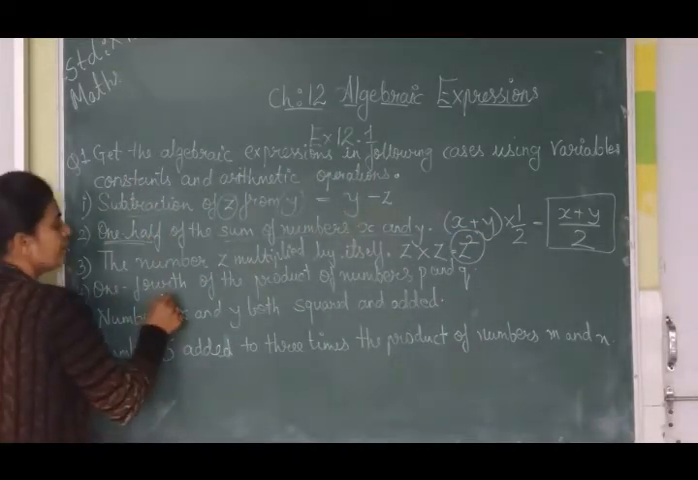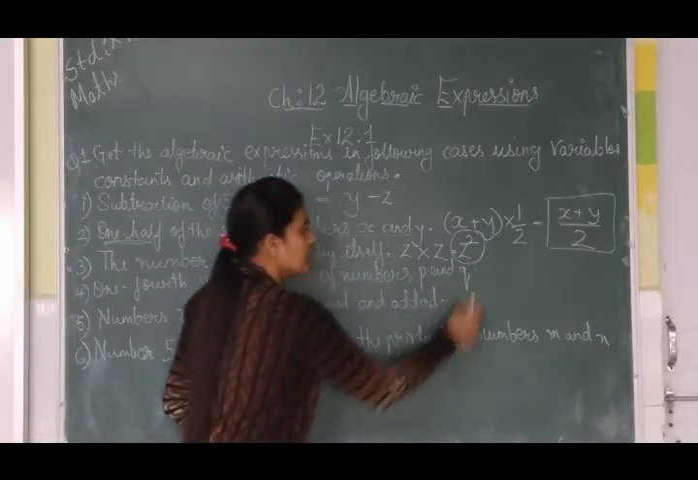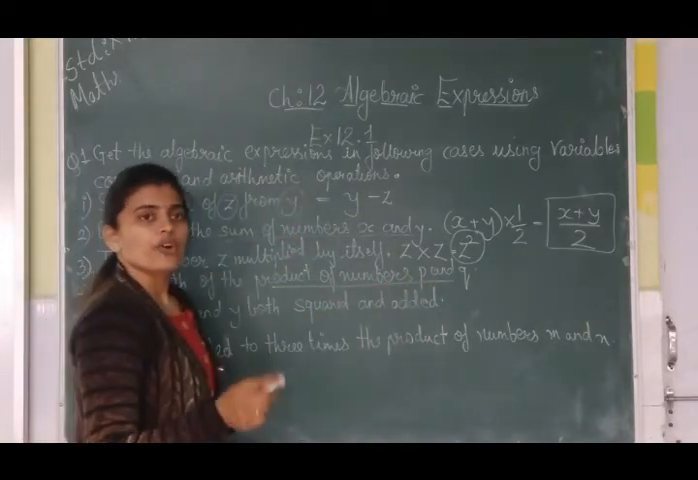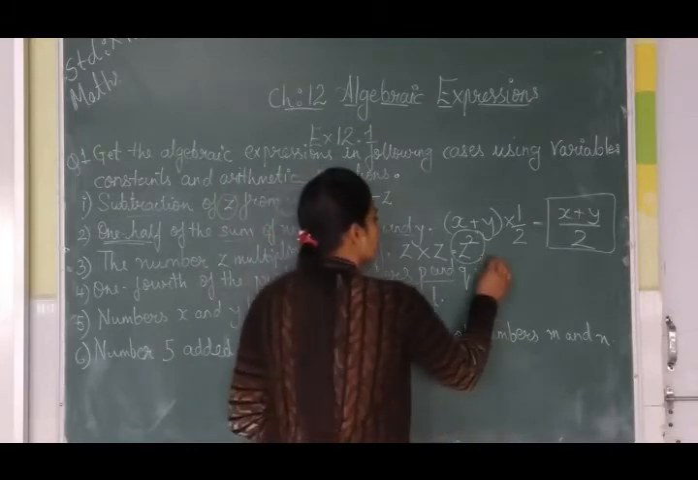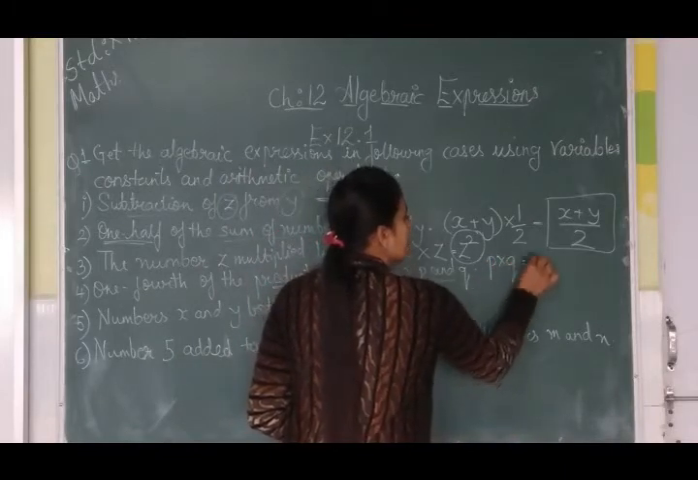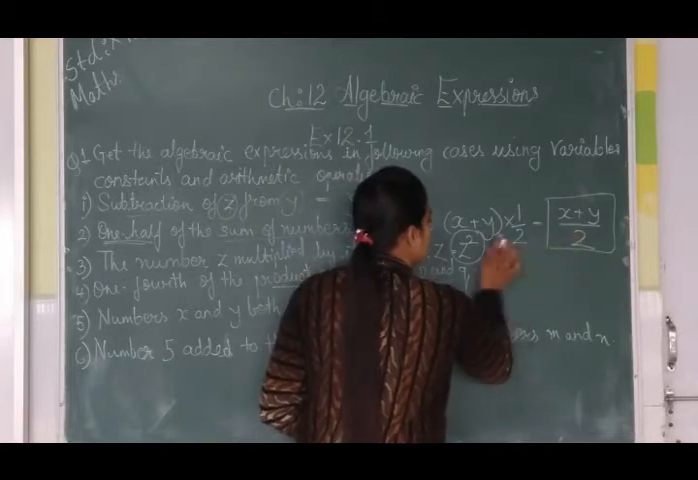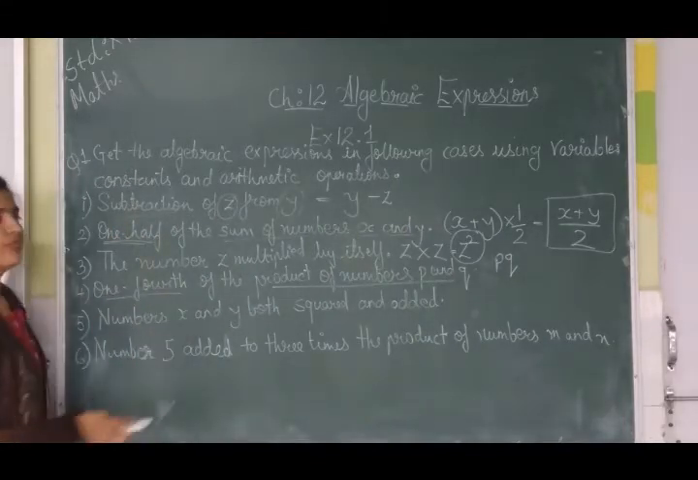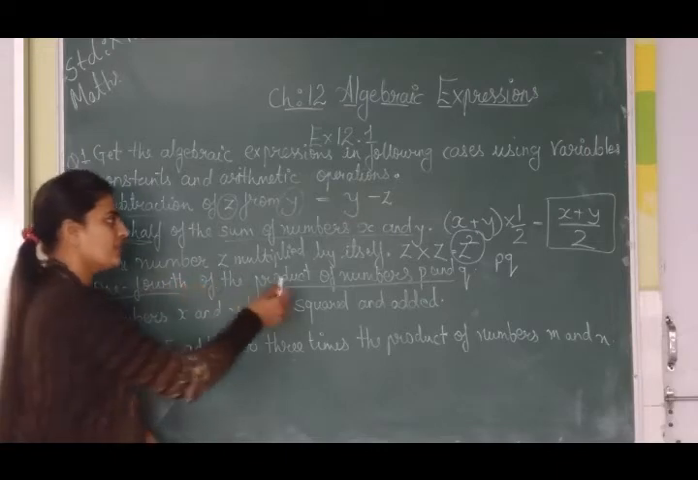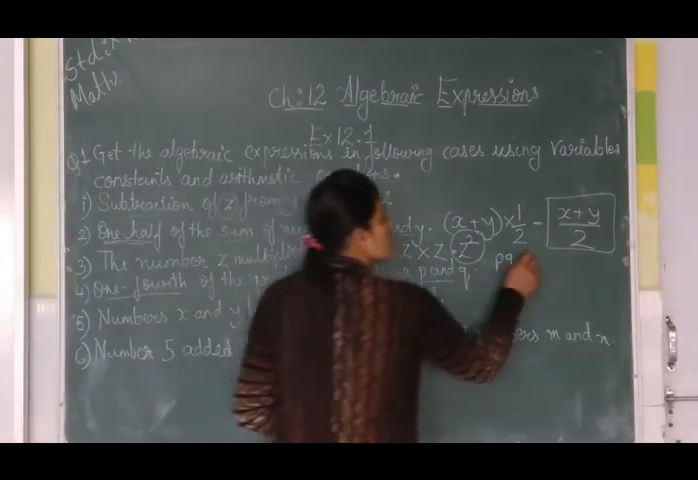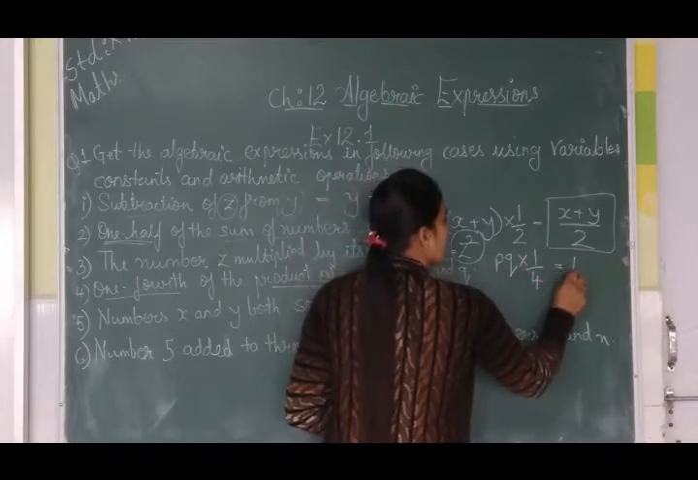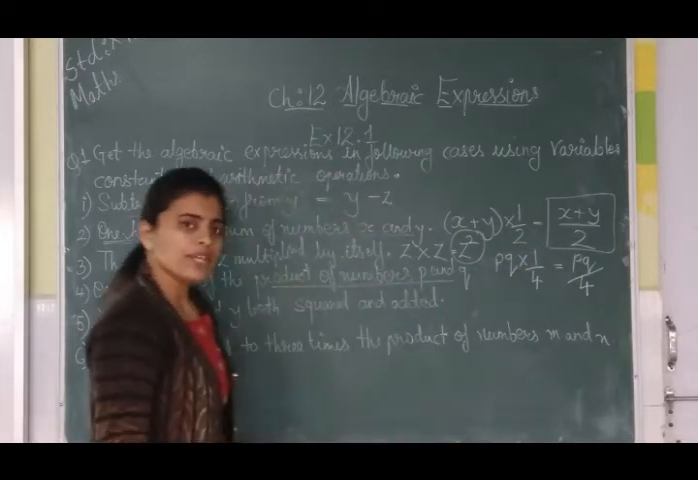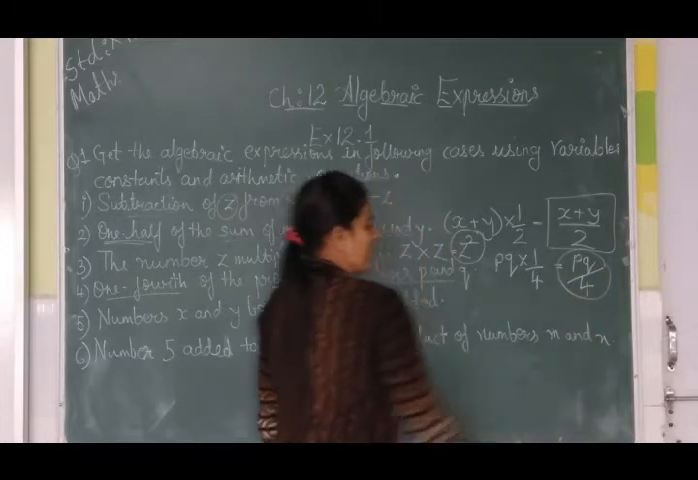Next, 1/4 of the product of numbers p and q. First we need what? The product of numbers p and q. The product of p and q can be written as pq. P multiplied by q will be written as what? pq. So directly we will write down pq. Now 1/4 means 1 by 4, we have to multiply with the product of numbers p and q. So multiplied by 1 by 4. So what will we get? pq divided by 4, because pq only will multiply with 1, it will be pq only. So pq divided by 4. This is the final answer.